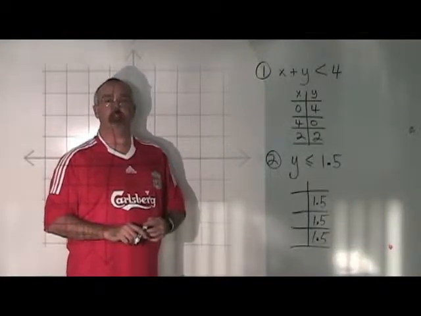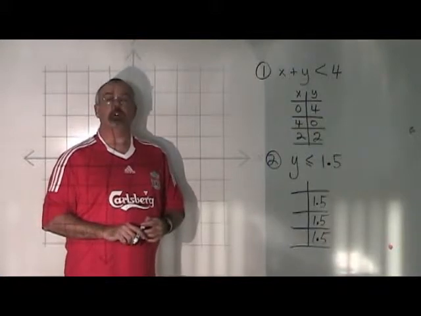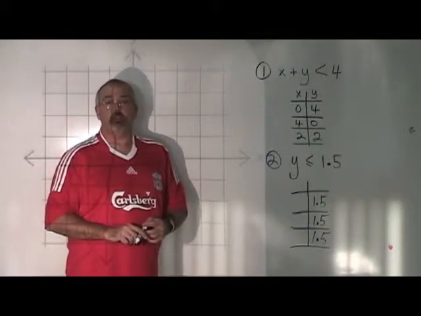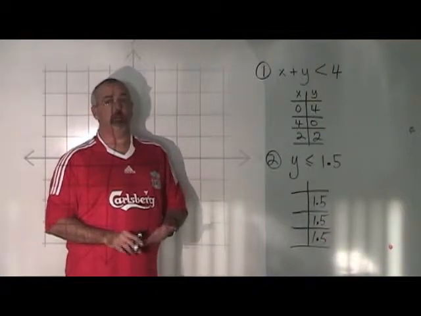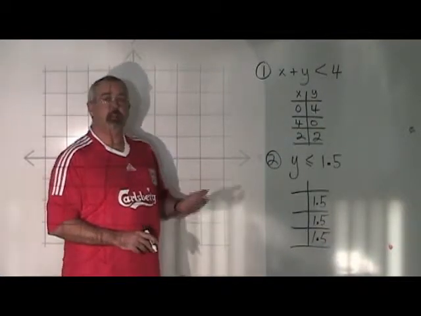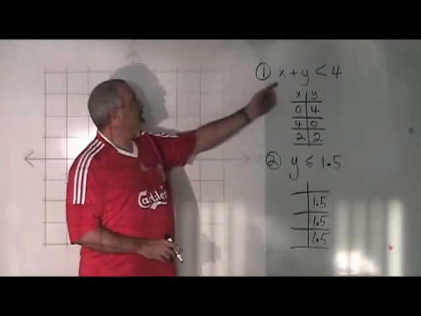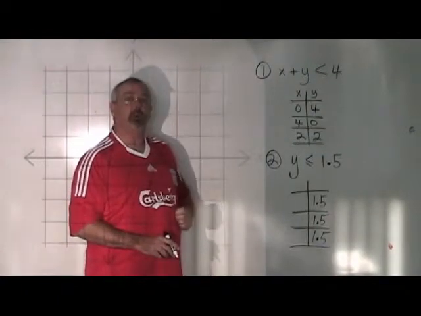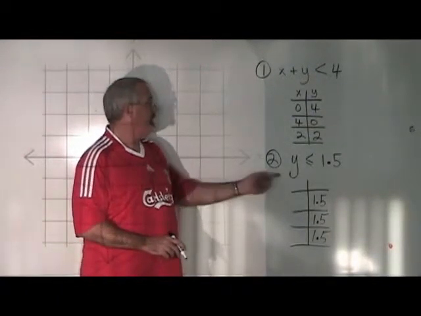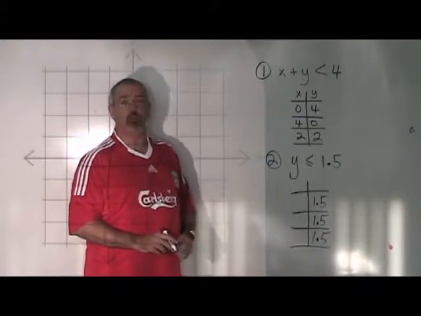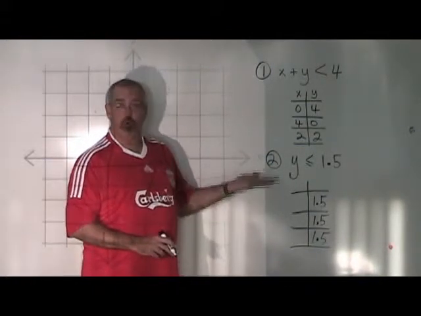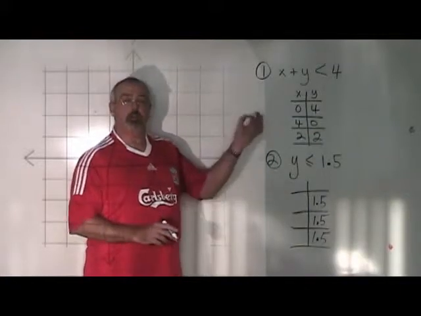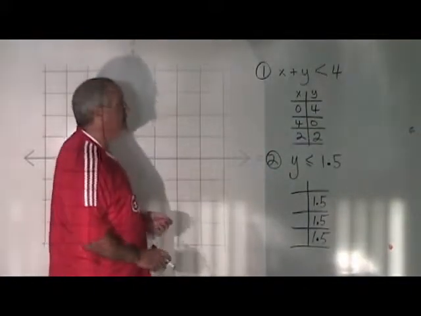To shade a system of inequalities works the same way as shading single inequalities. You just put more than one inequality on the same graph. In this system, I have x plus y is less than 4 as my first equation, and y less than or equal to 1.5 as my second. I've made these tables of values for both, and I'm going to put the lines on the graph now.